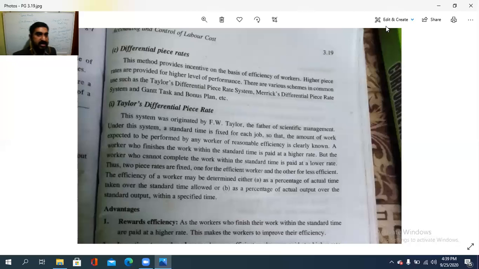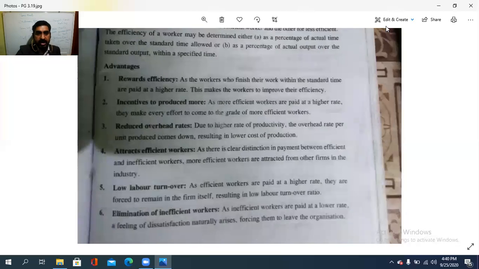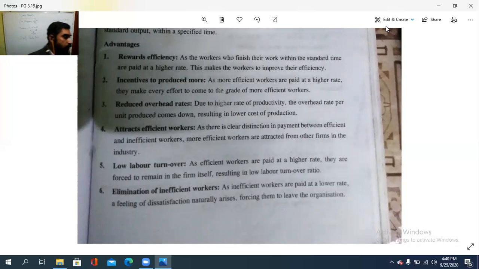Under this, a standard time is set for each job. Any worker is remunerated based on efficiency in completing the work relative to the standard time set. If below the standard, he will be paid less; if above it, he will be paid more. That is the only content with regard to Taylor's differential piece rate system. What are its advantages? For every new system generated, there will be some merits and demerits. So what are its merits as well as demerits?